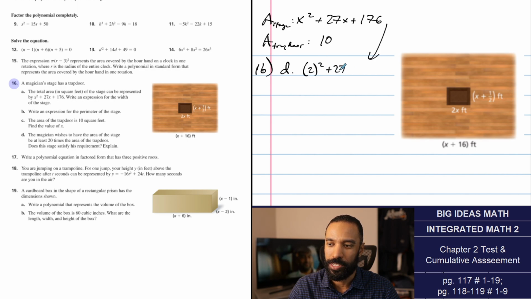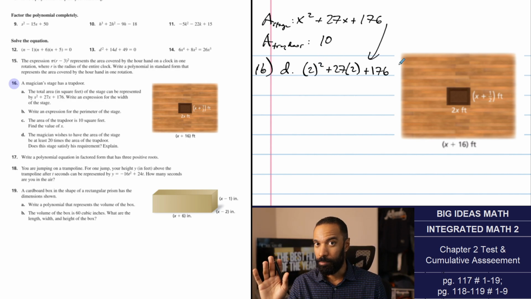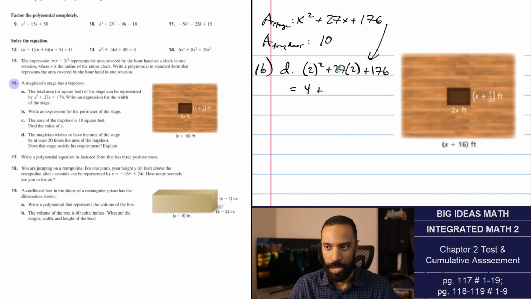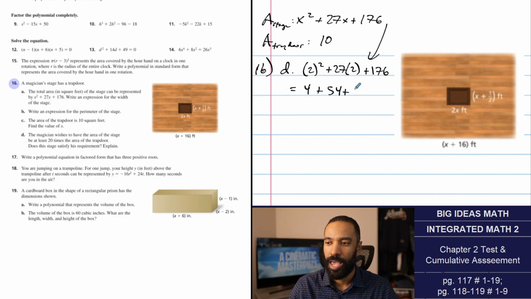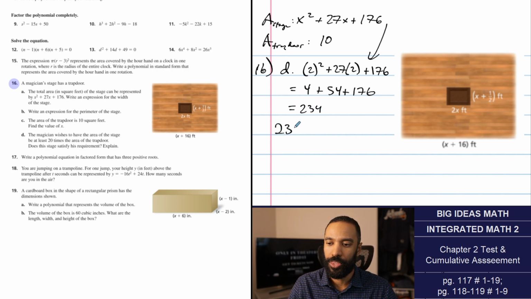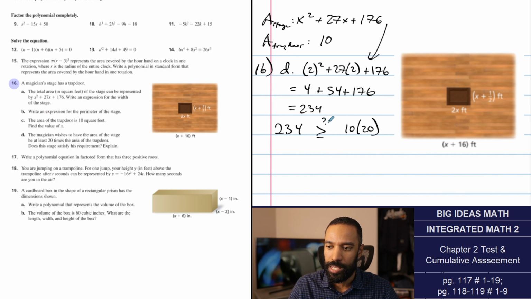So the area of the stage, we're going to go ahead and substitute in 2. 2 squared plus 27 times 2 plus 176. This is what happens when you do this on the fly. We have to see if this number is at least 200, because 10 times 20 would be 200. 2 squared is 4, 27 times 2 is 54, and 176. 54 plus 176 is 230, plus 4 is 234. So 234 is greater than or equal to 10 times 20. Yep, 234 is greater than or equal to 200. These are in square feet.